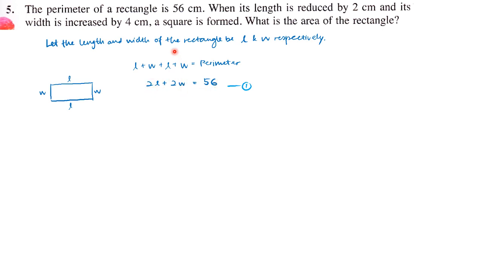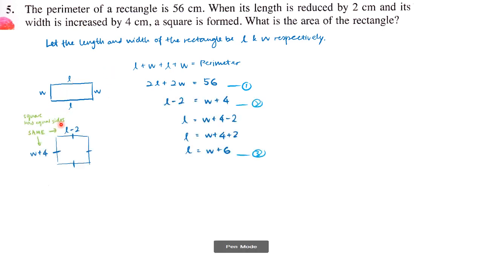Now, next, the information given is the length is reduced by 2 cm and the width is increased by 4 cm. A square is formed. So that would be L minus 2, and this will be W plus 4. And since a square is formed, that means all sides will be equal, right? A square has all equal sides, okay? And if it's the same, that means L minus 2 equals W plus 4. So this side is the same, because it's a square.